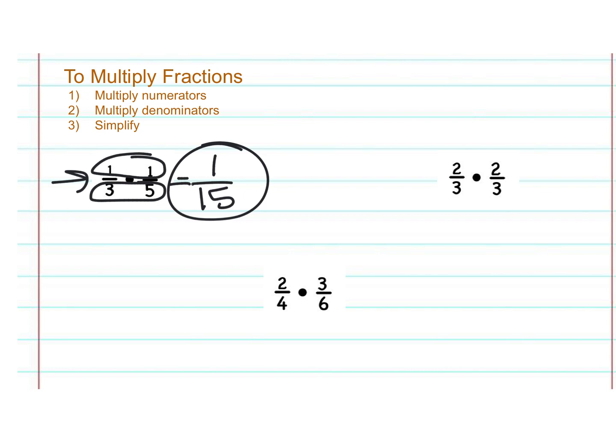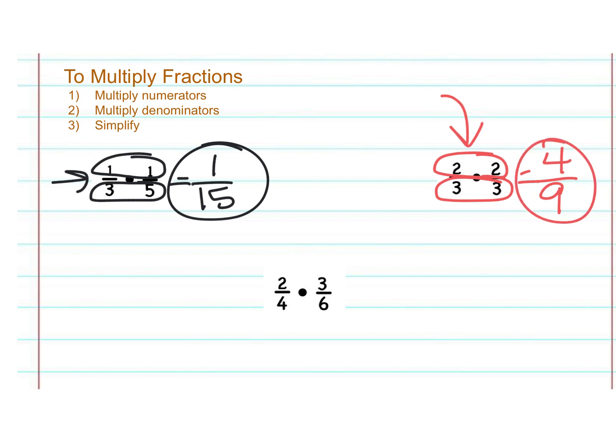2/3 times 2/3. Really what's happening when we're multiplying a fraction times a fraction is that I'm taking 2/3 of something that is already 2/3. So my answer is going to be smaller than 2/3 because I'm taking 2/3 of it. So again, multiply our numerators, multiply our denominators, put it in simplest form, and we're good to go.